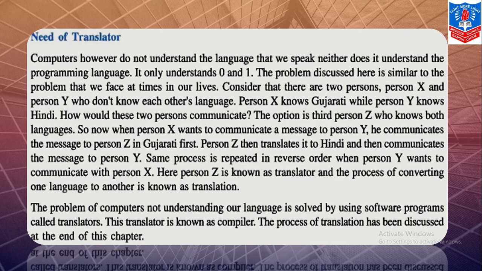The option is a third person, Z, who knows both the languages. Now when person X wants to communicate a message to person Y, he communicates the message first to person Z in Gujarati, and person Z translates it into English and then communicates the message to person Y. The same process is repeated in reverse order when person Y wants to communicate with person X. Here person Z is known as a translator, and the process of converting one language into another language is known as translation.